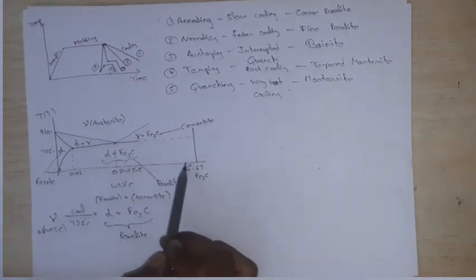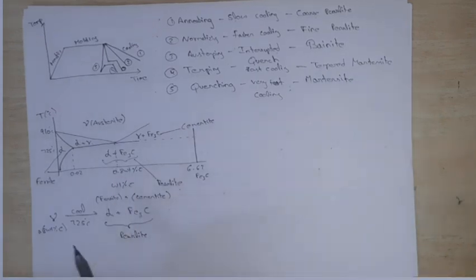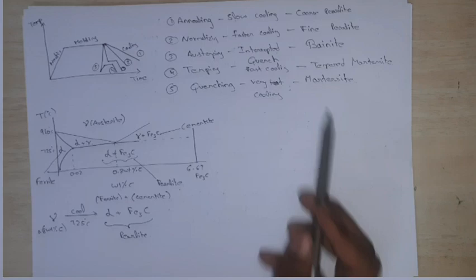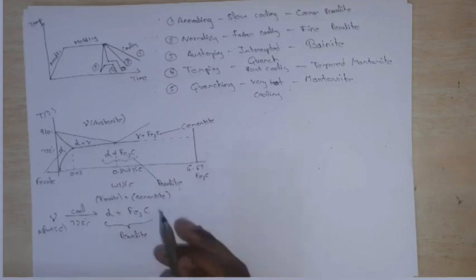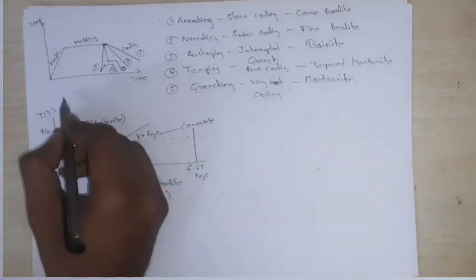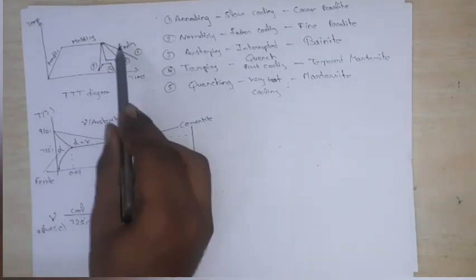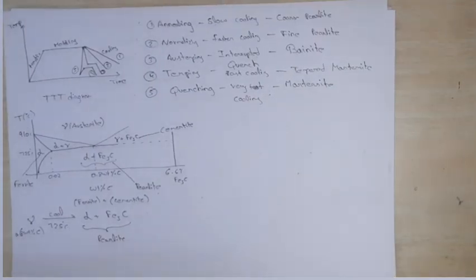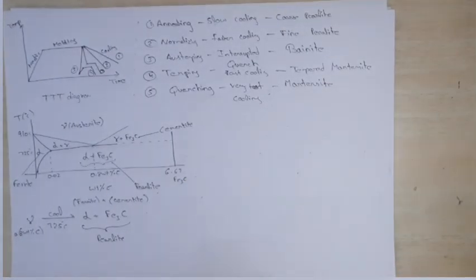In the phase diagram, we can only see perlite. We can't see bainite, tempered martensite and martensite. This is because the phase diagram is at equilibrium, and at equilibrium we can only get perlite. So the phase diagram doesn't show all the eutectoid steels, but in the TTT diagram we can see all five structures of carbon steels. So let us see the structures of all these five carbon steels individually.